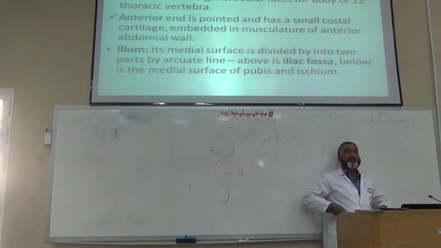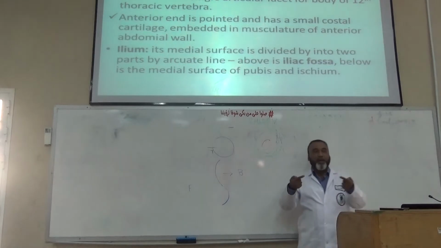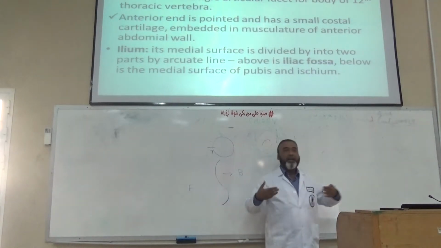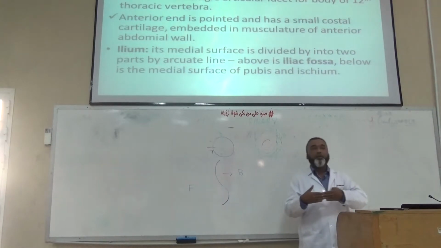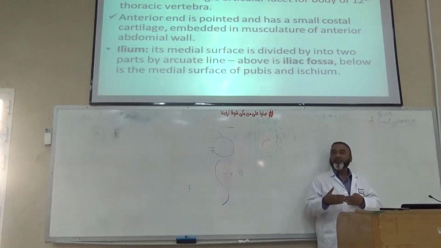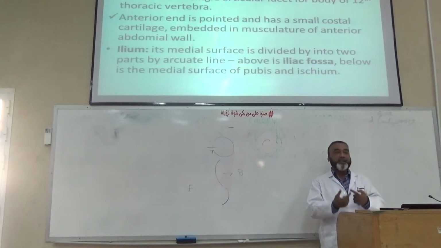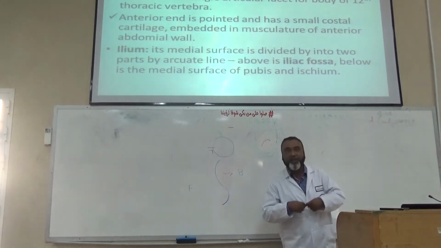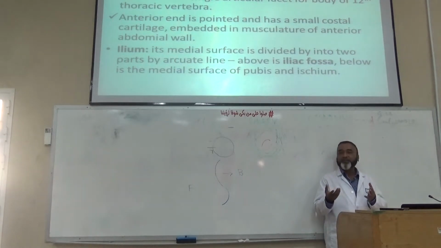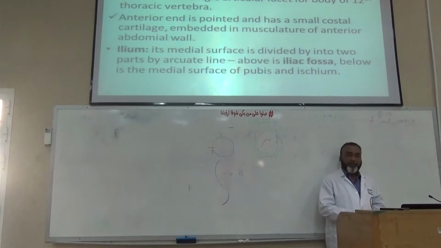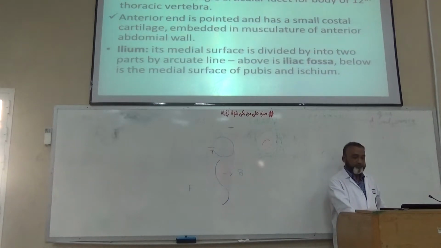And then they are short, anterior, and pointed, having a small piece of cartilage, and they go into the muscles of the anterior abdominal wall. They are anterior and do not articulate with the sternum. They are free. That's why they are also named the floating ribs. The 11th and 12th are both named floating ribs.